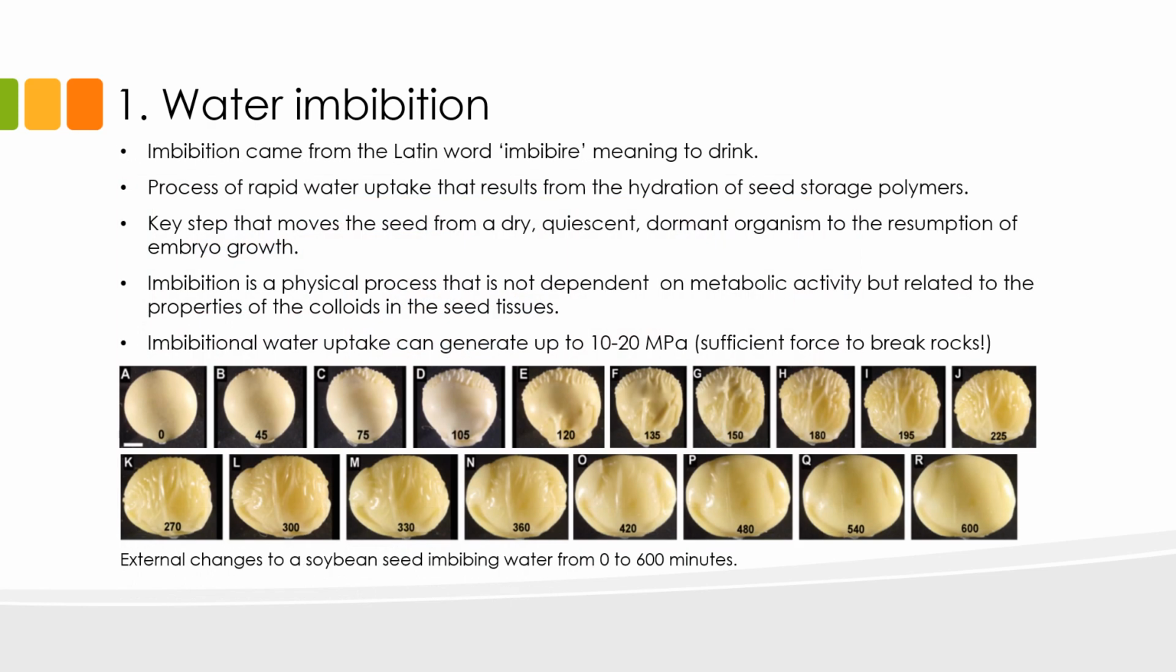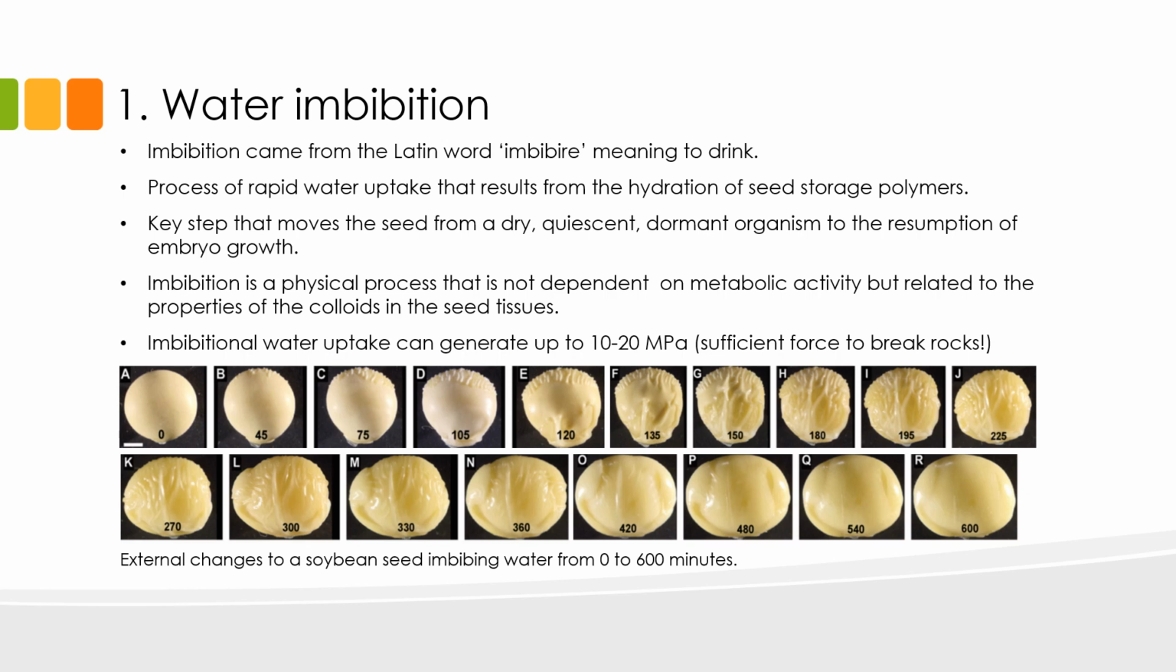The word imbibition came from the Latin word imbibire, meaning to drink. In seeds, imbibition is defined as the process of rapid water uptake resulting from the hydration of seed storage polymers. Recall our discussion in seed development and maturation. As the seed matures, it undergoes a controlled process of drying. This drying process is a necessary step to arrest or temporarily stop the metabolic processes in the seeds until such time when the conditions are suitable for germination.